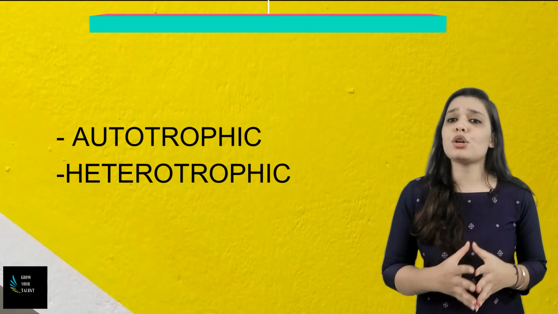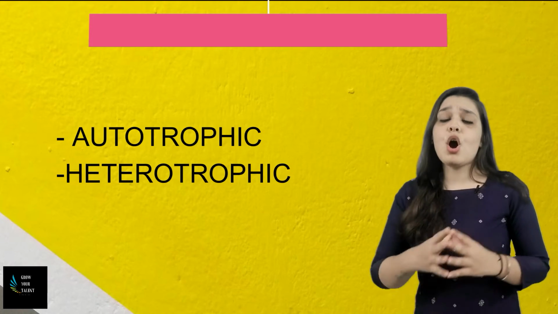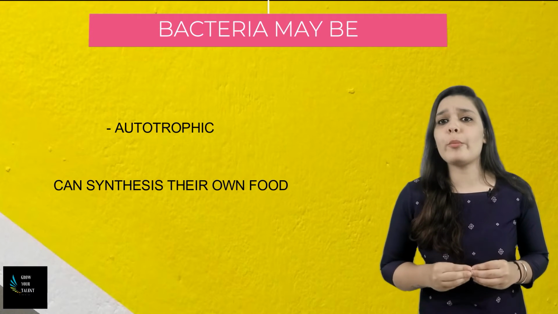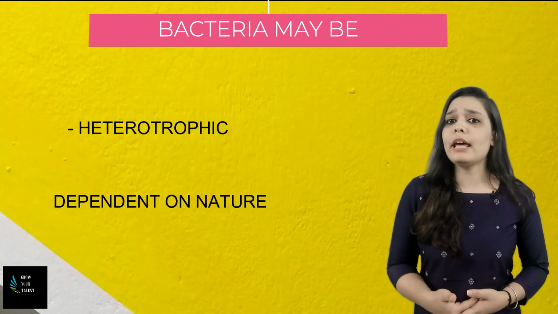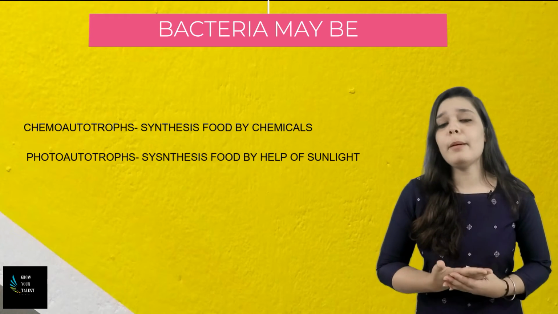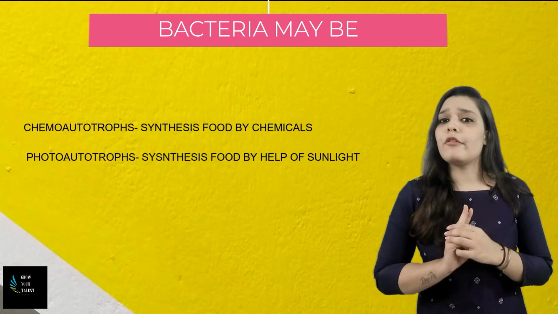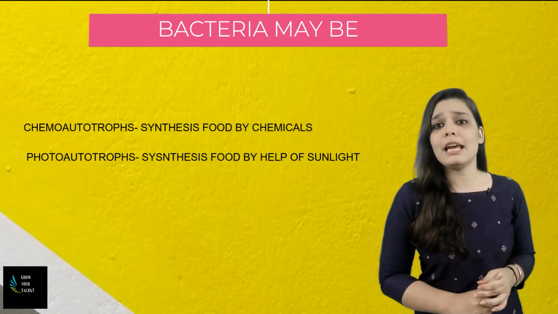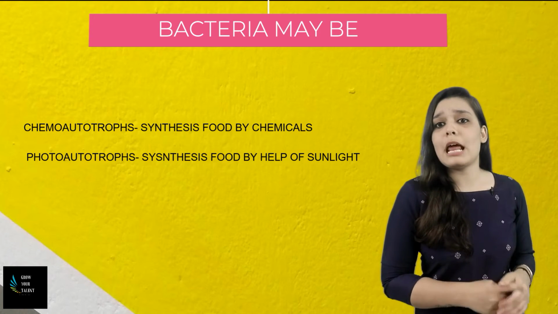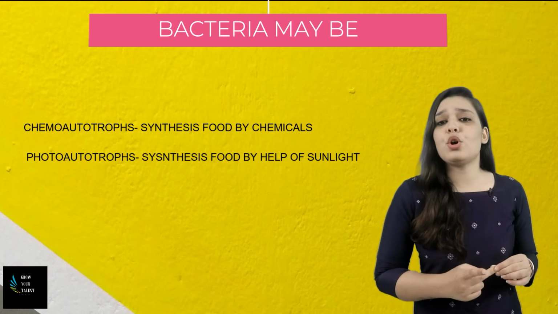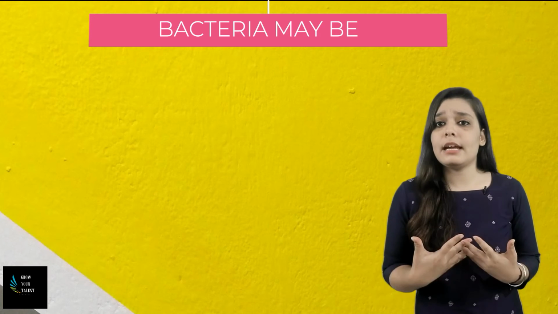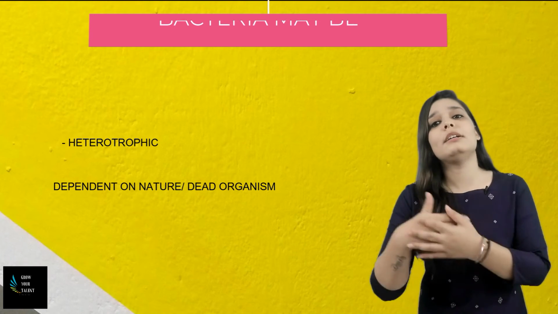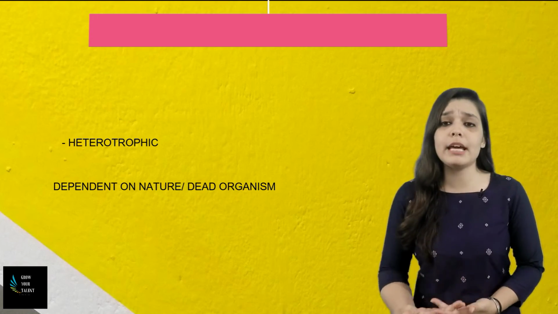All these bacteria are very complex in nature. Some of the bacteria are autotrophic and some are heterotrophic. Autotrophic means they can synthesize their food by their own, and heterotrophic means they are dependent on nature to provide their food. In autotrophic, they can be both chemoautotroph or photosynthetic. Chemoautotroph means that they are synthesizing their food with the help of chemicals, and photoautotrophs means that they are synthesizing their food by the help of sunlight. Heterotrophs means that they are dependent on dead organisms or dead material for their food.